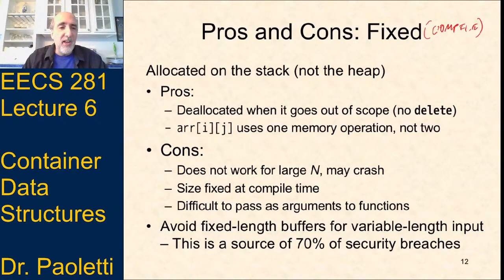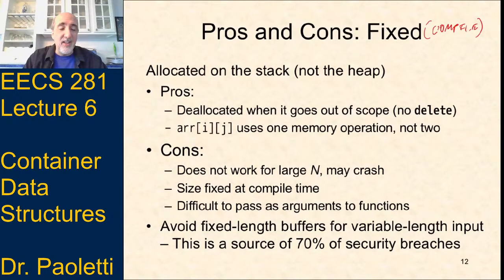The other nice thing is ARR sub i sub j, or sub row sub column, uses one memory operation. It has to go out to memory once. However, before it goes out to memory, it has to do the pointer arithmetic. It has to figure out, oh, you want this row, that column. That means you want index 8. So it has to do the math first, but then it only goes out to memory once. And we'll look at the difference with the pointer in just a second.